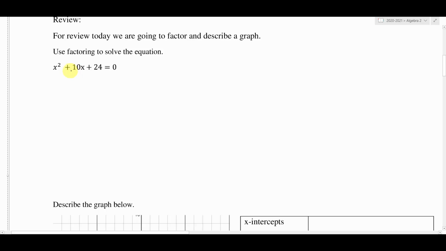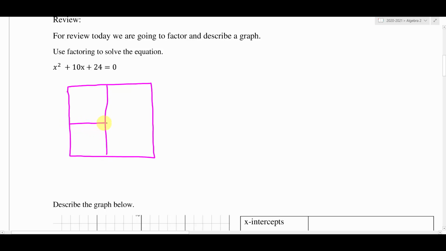So we have an equation here, x squared plus 10x plus 24 equals 0, and we want to use factoring to help us solve this equation, right? So we're trying to find values of x that will make this thing be true, and we're going to use factoring to do it. All right, so I'm going to start by drawing my box. So remember, we use the box and diamond method to help us with factoring.